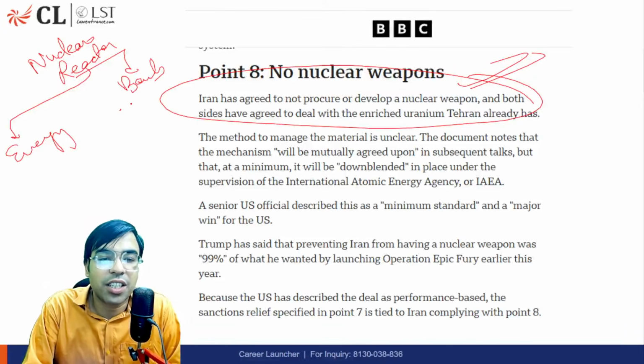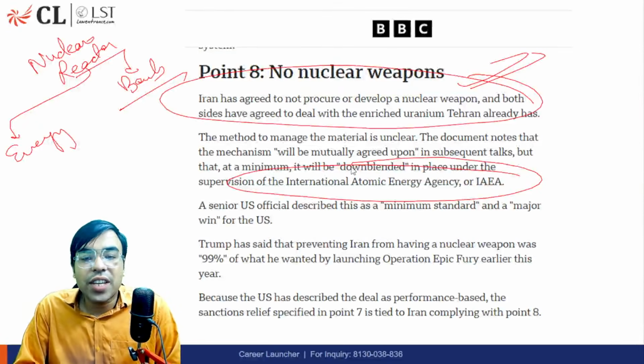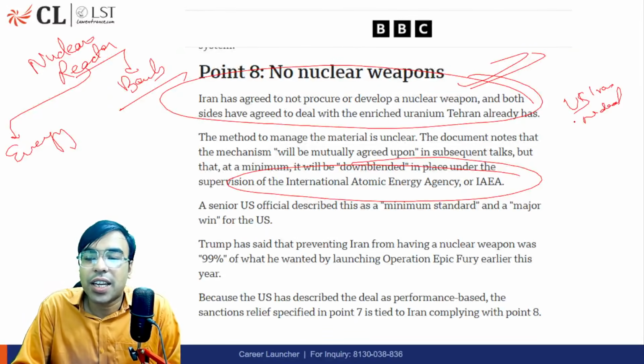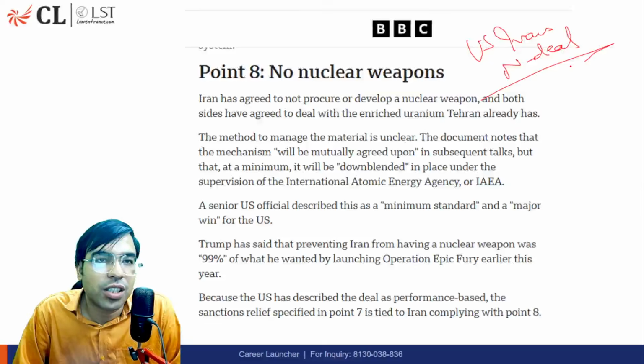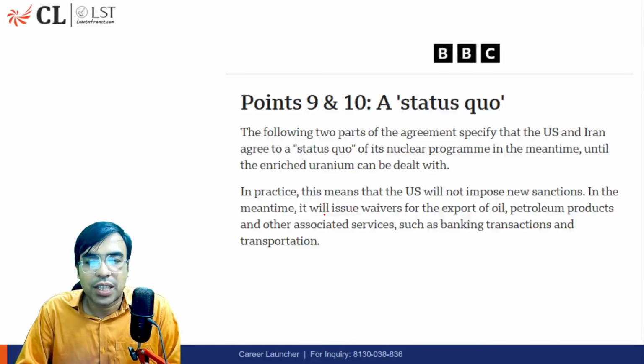So there is generally an agency called the IAEA, International Atomic Energy Agency. Okay, we have taken a class. You can search for it. US-Iran nuclear deal, Career Launcher law entrance. You search this. You search it, you will get a video on this. Okay. And then you will get to know about that.